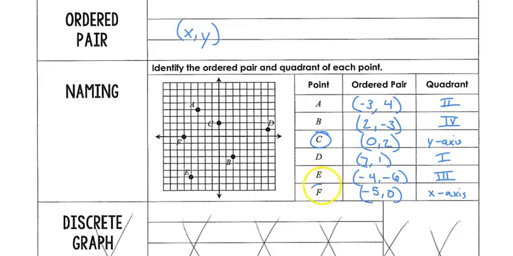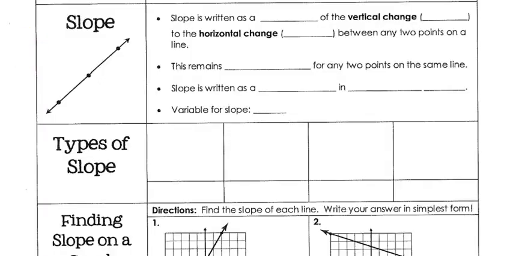C and F are the two tricky ones because they are on an axis, so they're not out in the quadrant. So if they have a 0 in either the x or the y, we just name the axis that it is on. Okay. All right, second thing we want to review is the slope.